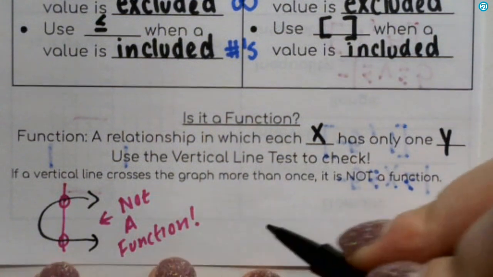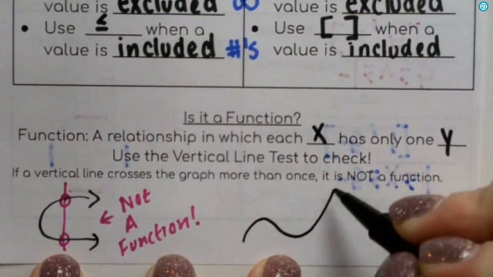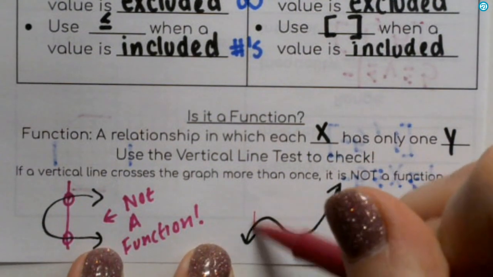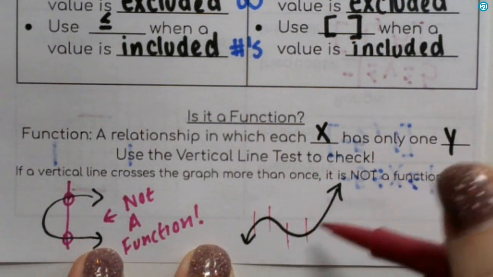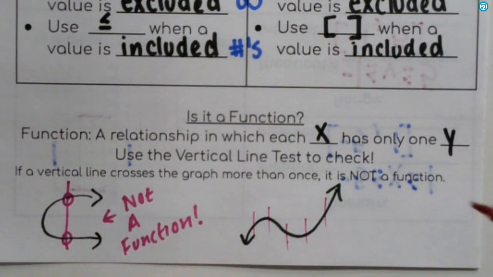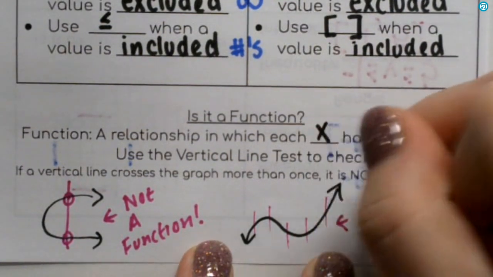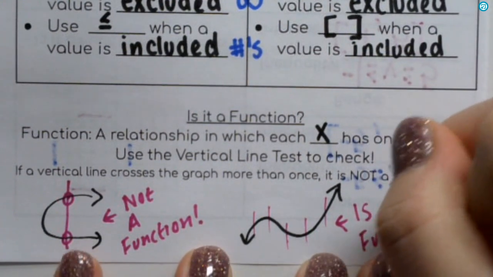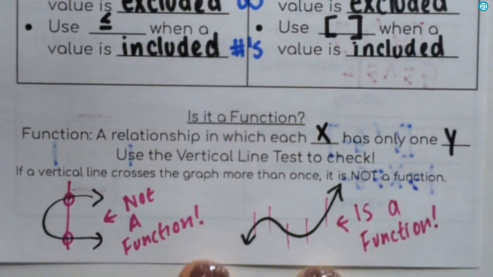If my graph looks like this, every time I draw a vertical line, it's only ever going to be crossing once. So this one is a function. So I just wanted to give you a couple examples down here, and then we're going to just go circle yes or no on the back.